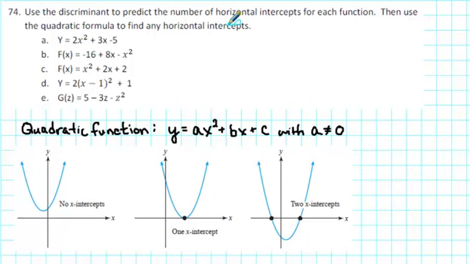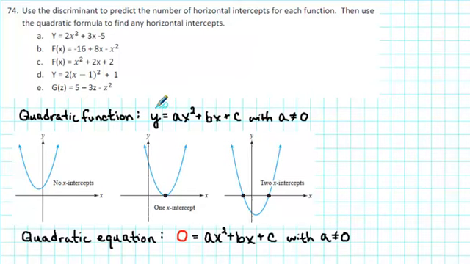horizontal intercepts. Well, when we graph a quadratic function, the graph is a parabola, and that parabola can either have no x-intercepts, one x-intercept, or two x-intercepts. Now, each intercept will have a y value of 0. So the strategy that we'll use to find the intercepts is to substitute 0 for y in the quadratic function.